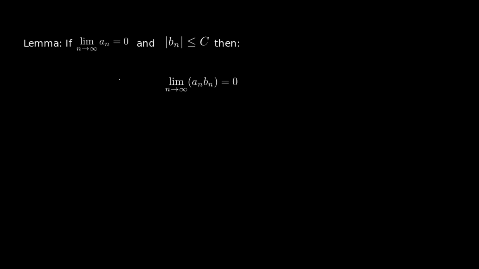Now we're going to be working with a lemma. This lemma says that if we have a sequence with limit 0 and another sequence b sub n that's bounded, then the limit of the product is 0. Let's have a look at the proof.